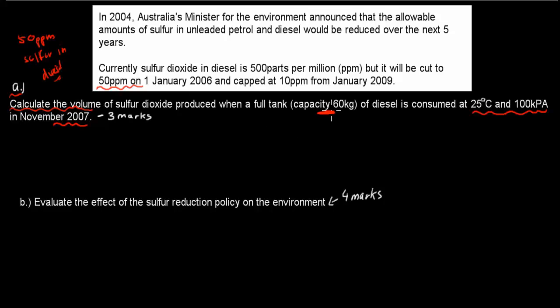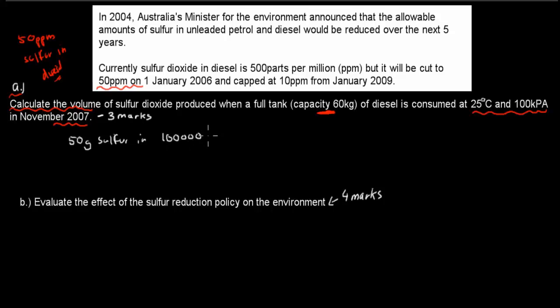So if we know parts per million of sulfur in diesel, and we have 60 kilograms of diesel, we need to figure out how much sulfur there is. That's the first step. Now how can we do that? Well, we know that, for example, 50 grams of sulfur are in 1 million grams.